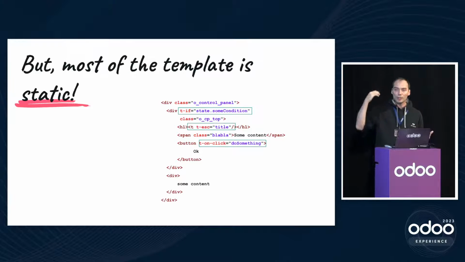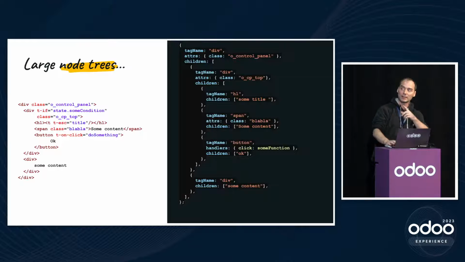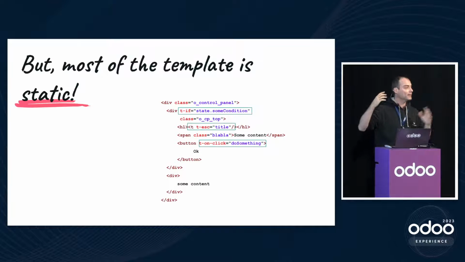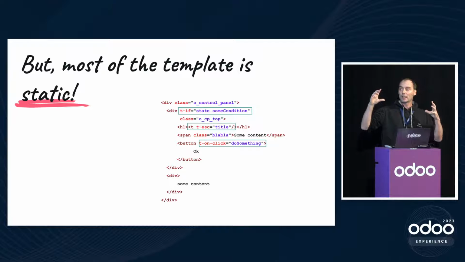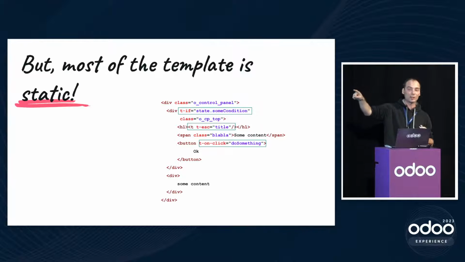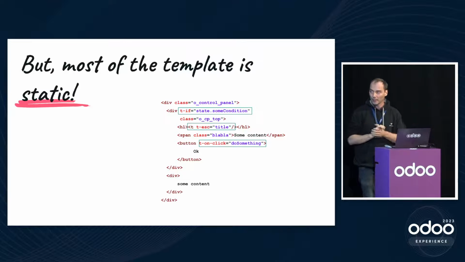Because we're doing a lot of useless work. If you look at this template, by the way, I will always take the same template. All of them have the same structure, so it's easy to compare. So if you look at this template, what you have here is basically 3 dynamic elements. There are only those 3 boxes that can change. You have an if condition. This if means that this div may or may not be present in the result. You have a dynamic text node, a title, and you have a handler that may or may not change. We don't know, but it could.